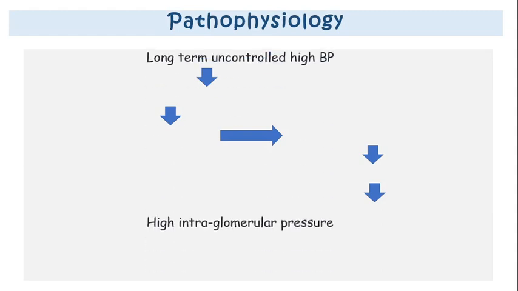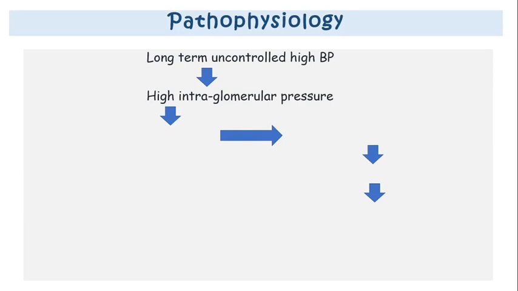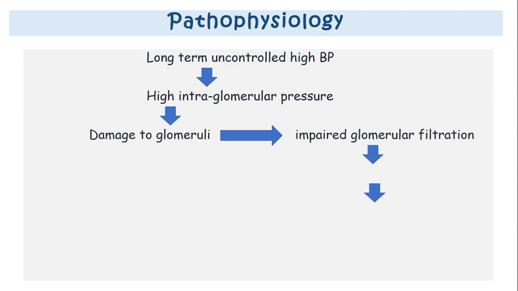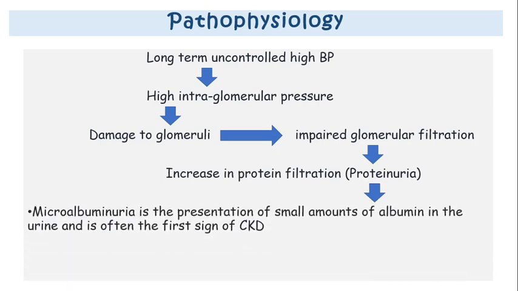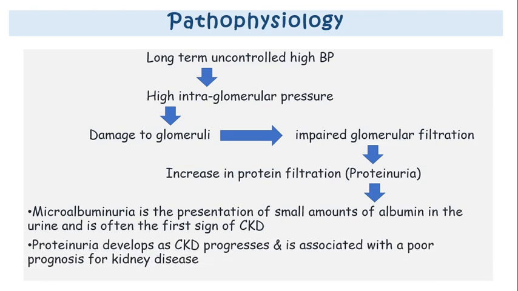So now we'll see what happens to the kidneys when there's hypertension. When there's long-term uncontrolled hypertension or high blood pressure, the pressure in the blood that enters into the glomerulus also increases. So inside the glomerulus, when the pressure is increased, it causes damage to the glomerulus. Then the glomerulus becomes unable to perform its filtration in a normal way. So proteins will get filtered into urine, causing proteinuria. That is why there is albuminuria in patients with hypertensive nephropathy. That's the first sign. Gradually, the proteinuria can progress further. Then the kidneys become further damaged. So in that case, the prognosis is very poor.